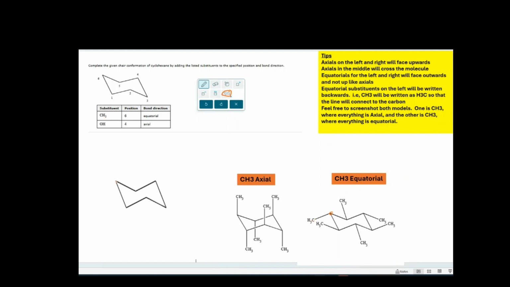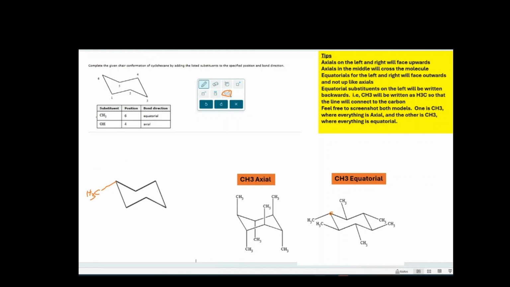So I'm going to come right out here to where position 6 is. I'm going to draw the line here. And again, I'm not going to write CH3 because the line will be connected to the hydrogen. So instead, I'm going to write H3C. That way the line is connected to the carbon. And again, that's just the way that ALEKS likes to do things.